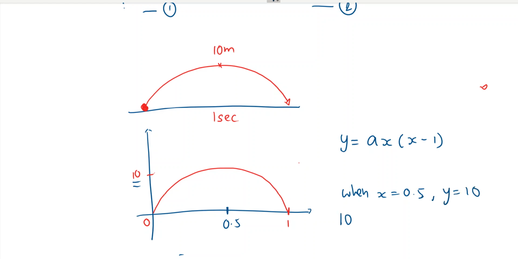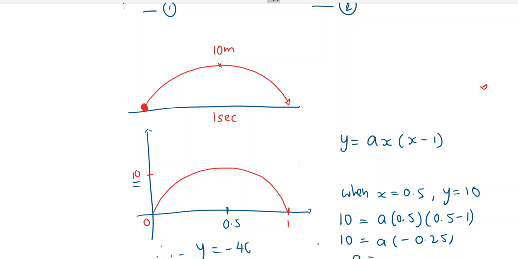Now I put in 10 equals a(0.5)(0.5 minus 1), which means that 10 is equal to a(negative 0.25), and then I get my answer for a. So which means, my equation is y equals, I use 10 divided by 0.25, so I'll get 40. Negative 40 x(x minus 1).